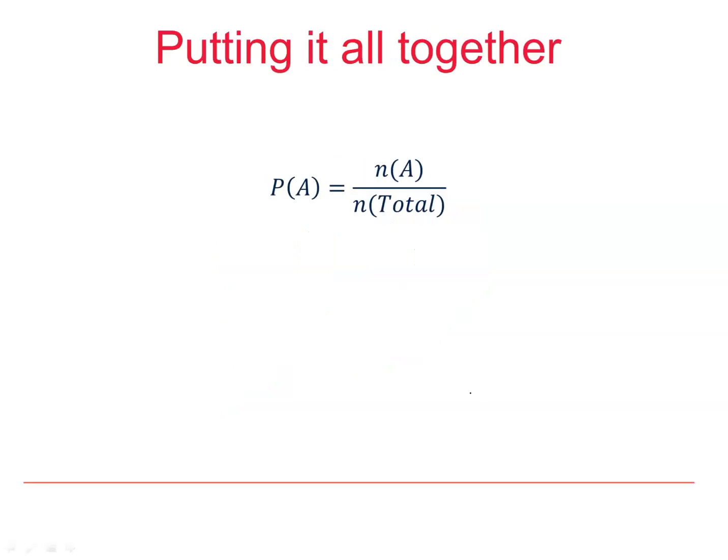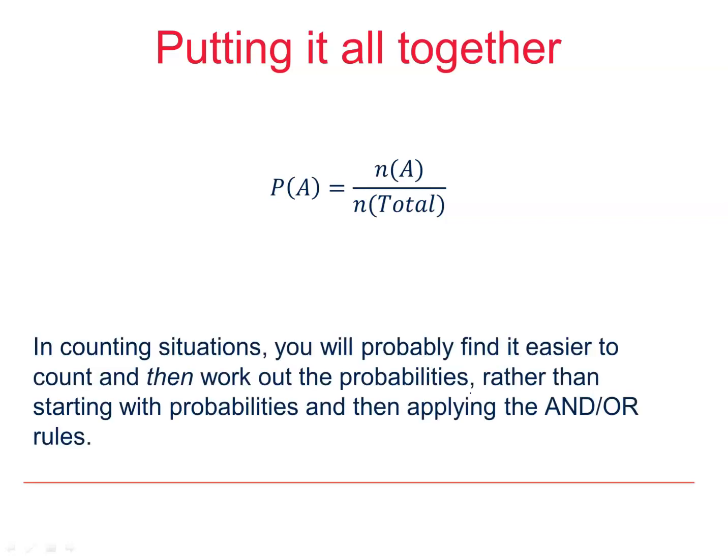This is just what you learned about probability in Year 7 or earlier. The only difference now is that counting the options is much more complex. When you've got a situation involving a complex count, you will probably find it easier to count and then work out the probabilities, rather than starting with probabilities and applying and or rules.